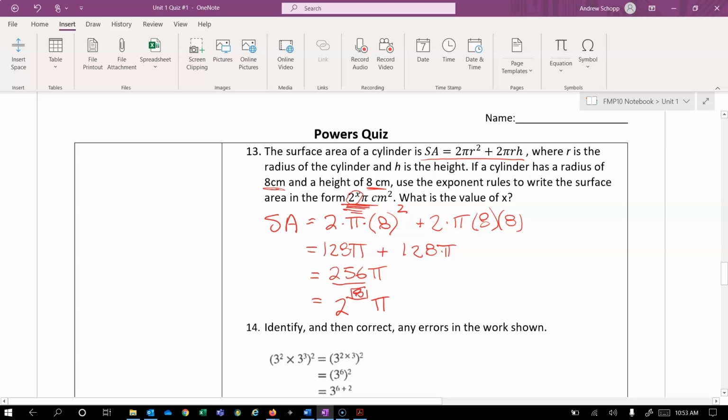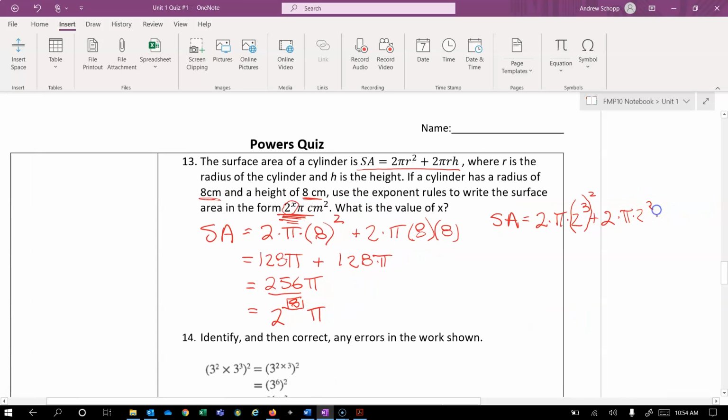The other way to work this question is, instead of writing 8 as the height and the radius, we could rewrite 8 as 2 to the power of 3. And if we did that, we'd have 2 times pi times 2 to the power of 3, and that's squared, plus 2 times pi times 2 to the power of 3 times 2 to the power of 3. And this is all because we can rewrite 8 as 2 to the power of 3. And now we can work on simplifying.